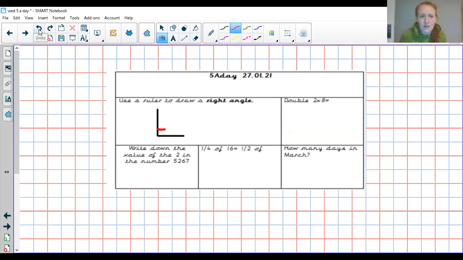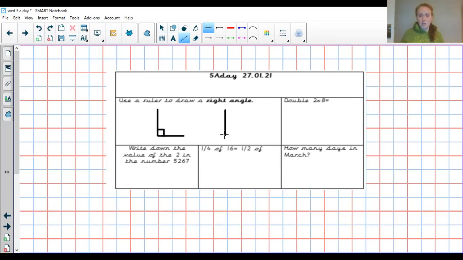Oh, that's freehand. We don't want to be freehand, Miss Brogan. A little square going across there. And oh, that's not very straight either. Going down. Oh, make it straight. So hard on a computer to show my right angle. That's what it should look like.